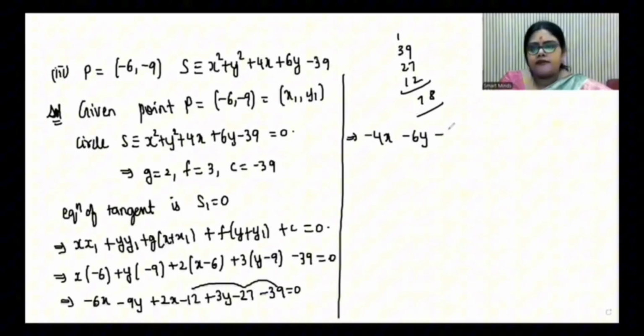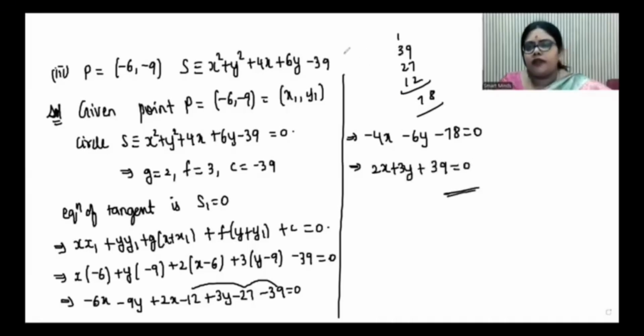So that is minus 78 is equal to 0. You can take minus 2 common. So you get 2x plus 3y plus 39 equals to 0. This is the equation of the tangent.